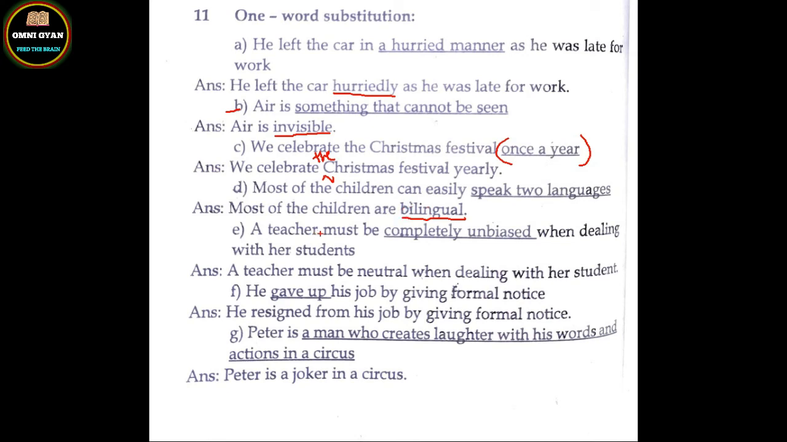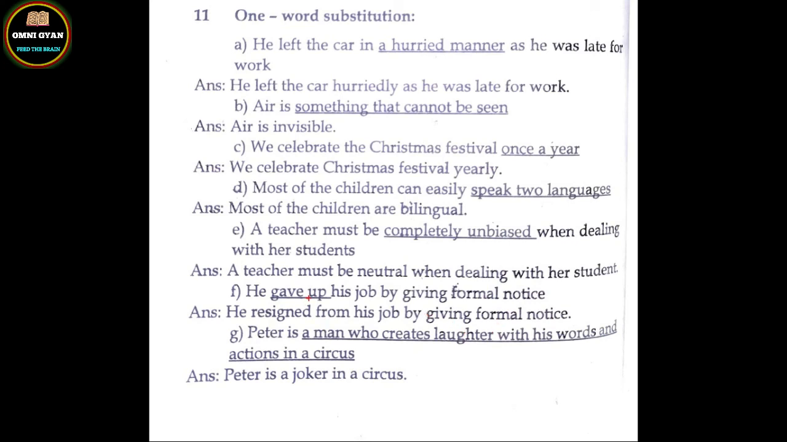Okay. Next. A teacher must be completely unbiased when dealing with her students. So completely unbiased means he should be neutral. So a teacher must be neutral when dealing with her students. So neutral is the substitution for this group of words. Okay. Next, he gave up his job by giving formal notice. So we always know that giving up a job refers to resigning. So he resigned from his job by giving formal notice.